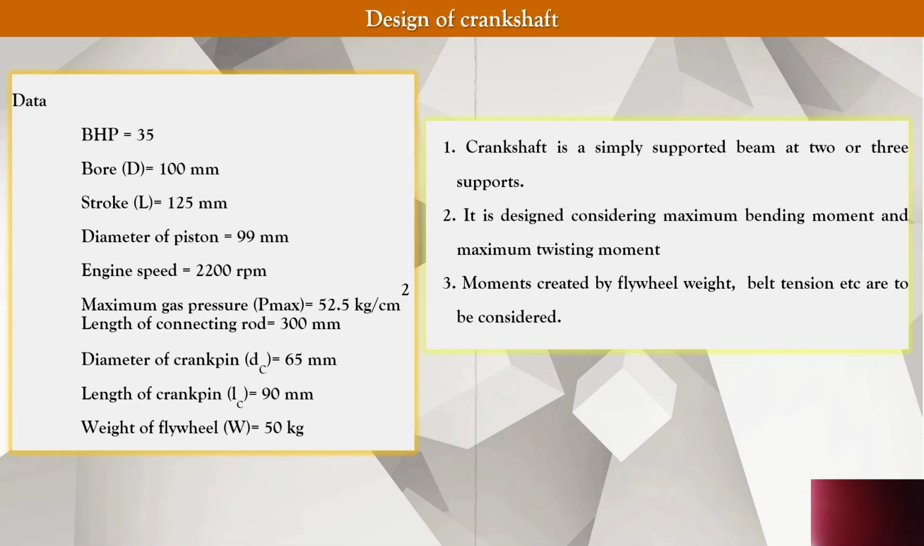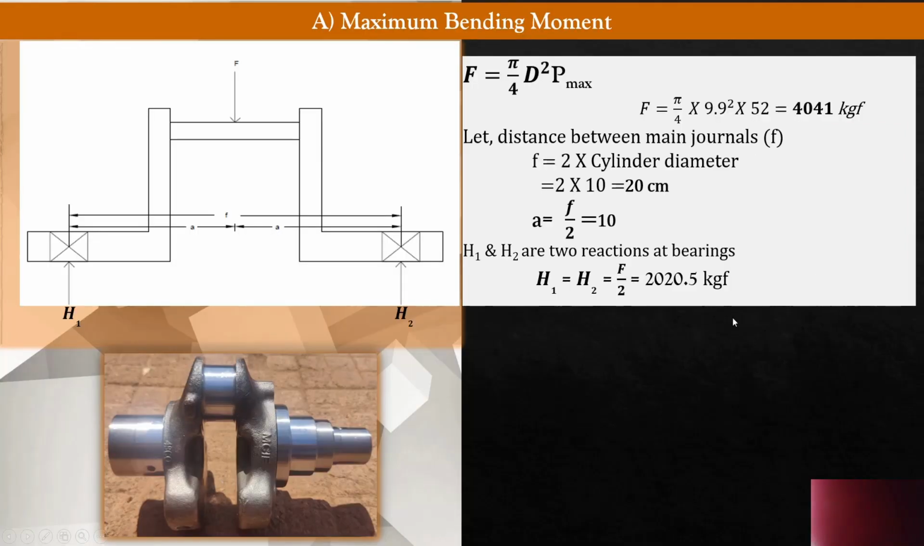Crankshaft is considered as simply supported beam. We have to find out the different dimensions of crankshaft considering it is subjected to maximum bending moment. That is the first consideration. Then the second consideration is the crankshaft body is subjected to maximum twisting moment. So on the basis of these two considerations, the dimensions of crankshaft are to be found out. Then also the moments created by flywheel weight, belt tension, etc. are to be considered. Now let's have the first consideration, that crankshaft body is subjected to maximum bending moment.